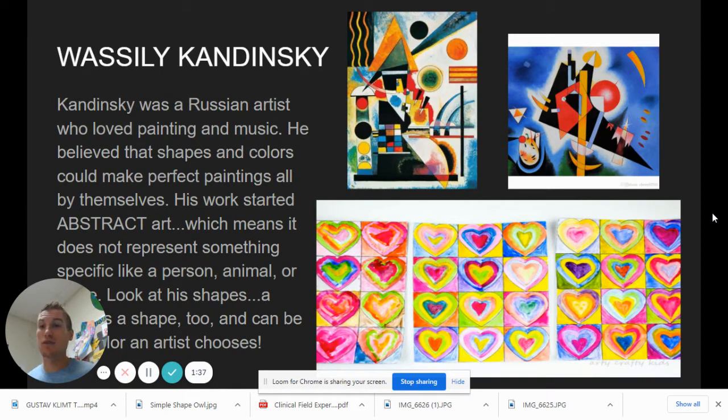Wassily Kandinsky. Wassily, what a funny name, a silly name. He was a Russian artist who loved painting and music. He believed that shapes and colors can make perfect paintings all by themselves. His work started the whole abstract art movement. So it's not representing something specific like a person or an animal or a landscape or anything like that.